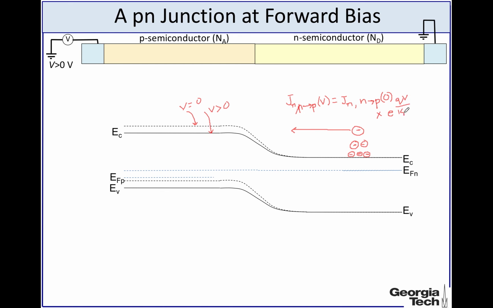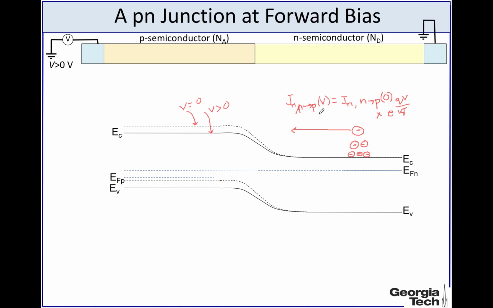It's a function of kT, and the reason it increases exponentially is because the amount of carriers that can move here from left to right follows an exponential relationship with the barrier height. The barrier reducing by an amount qV increases the current due to the electrons flowing from the n side to the p side exponentially.